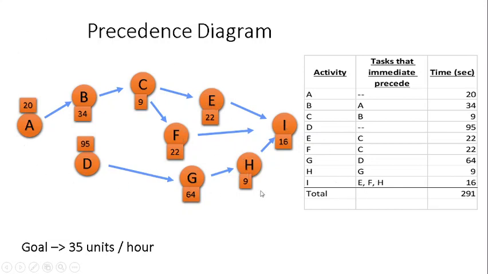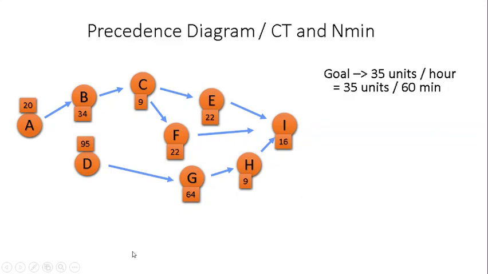So if we design this precedence diagram, it will be very helpful for us to identify, visually, the way we allocate, we assign tasks to workstations. So the goal here is to achieve that production per hour, 35 units per hour. So let's proceed then and try to identify how many workstations we need in this setting, in this line.